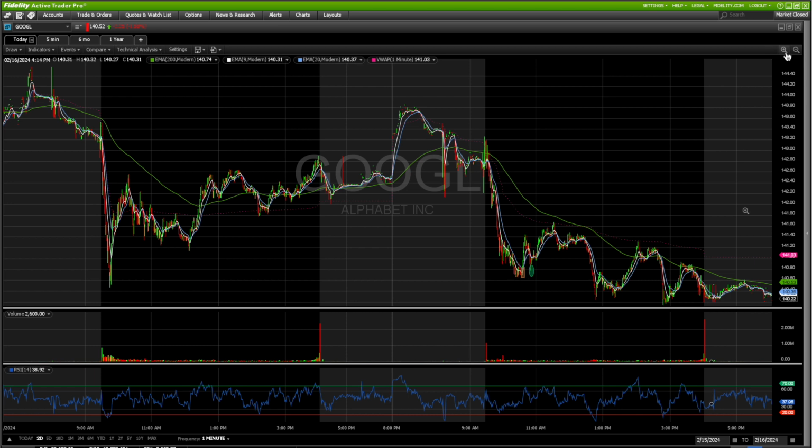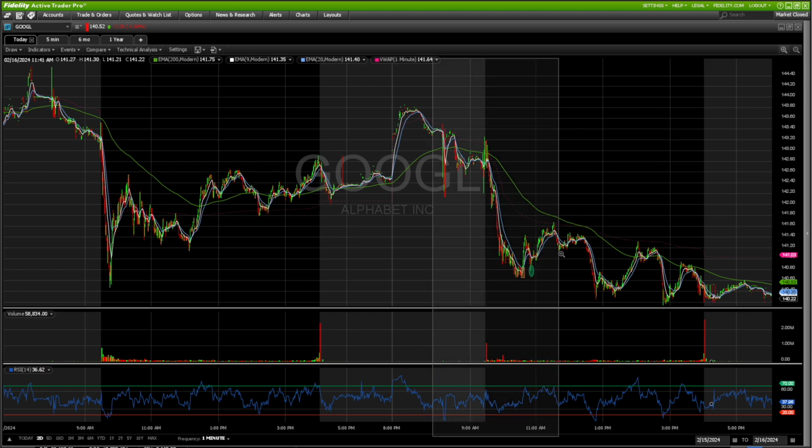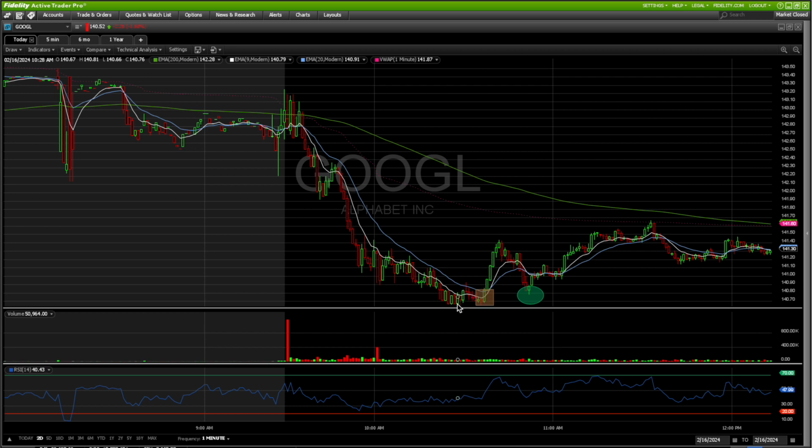I was looking for an entry that was near that 140.58. And once I saw it go to 140.6, I knew that was close enough. That's only 20 cents from the low of previous day. And then once it made the higher high, which is right here, that was my entry.